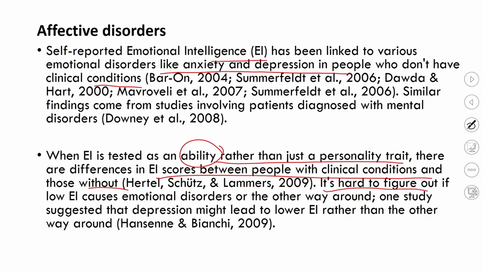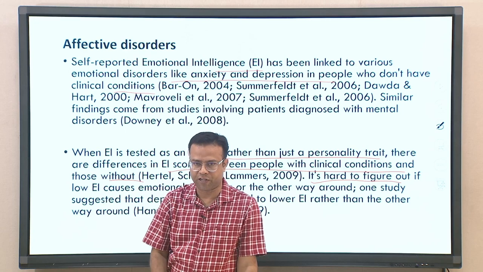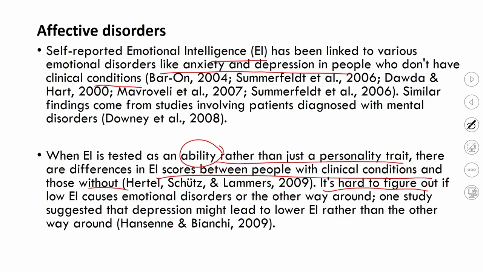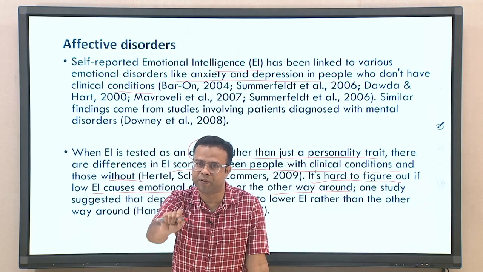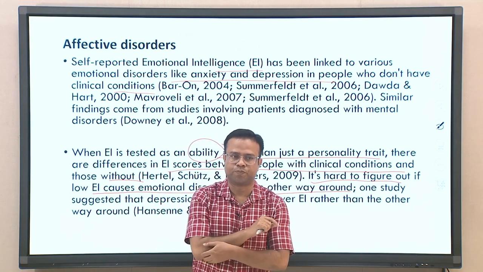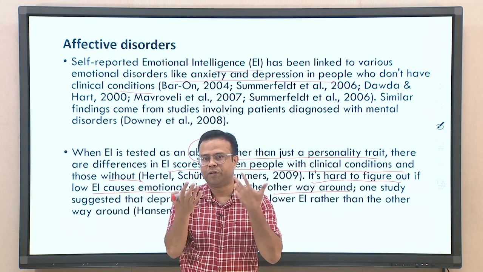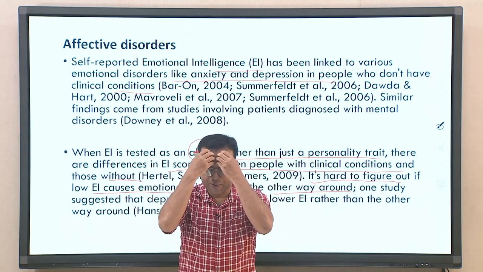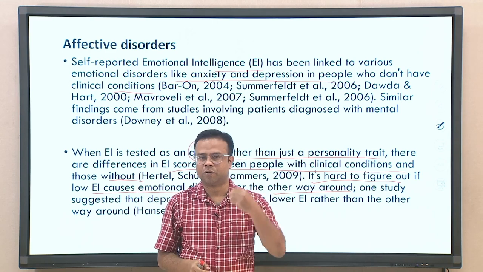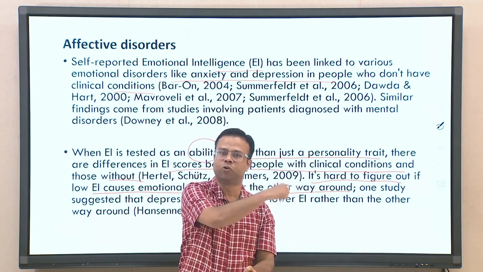Basically, EI scores were lower in people with certain clinical disorders as compared to people who do not have these disorders. However, it is difficult to pinpoint whether low EI causes these disorders or the other way around. It is possible that low EI may lead to these disorders, or that because of these disorders people score low in emotional intelligence. In some cases it could be one way, in some cases the other way, so it is not very clear. Low EI may lead to certain disorders, or disorders may lead to low EI.